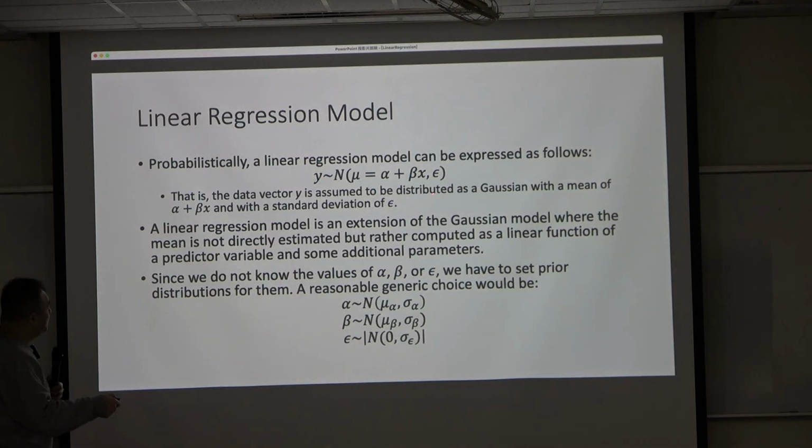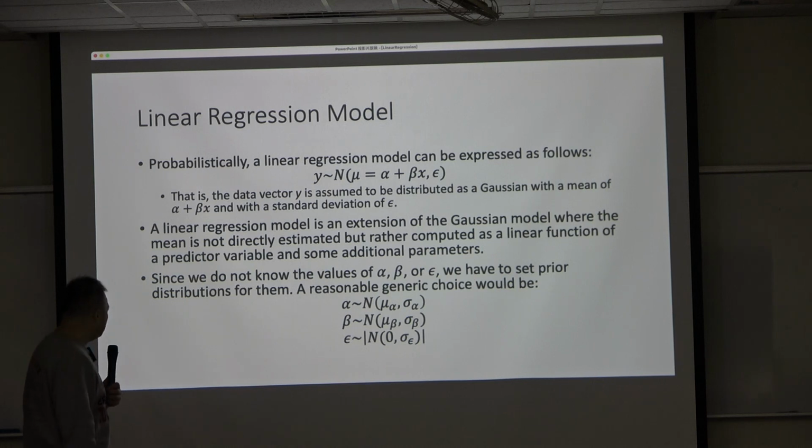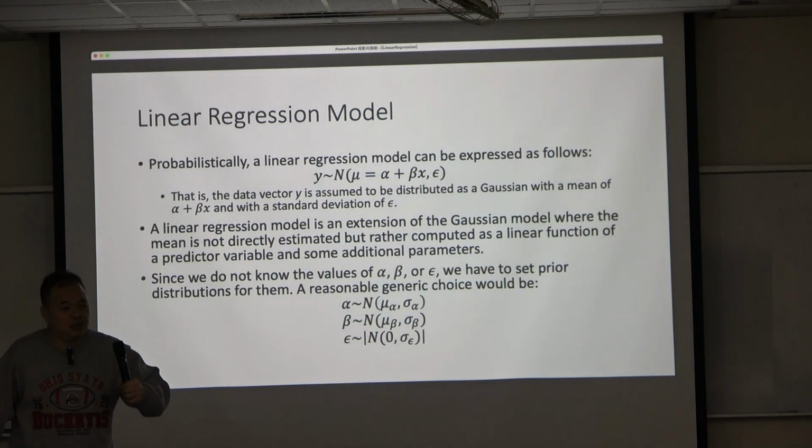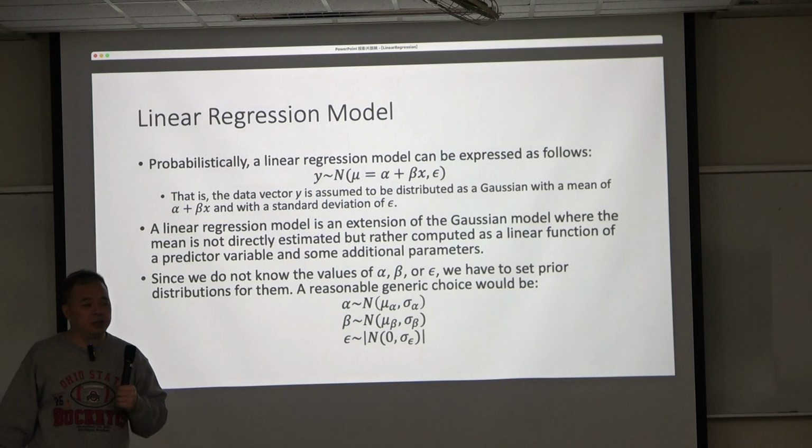As for your sigma, sorry, not sigma, epsilon. We denote the standard deviation as epsilon here. So what should we do about that? Remember, in Bayesian analysis, if you don't know something, put a prior on it. We don't know the value of epsilon, so we put a prior.